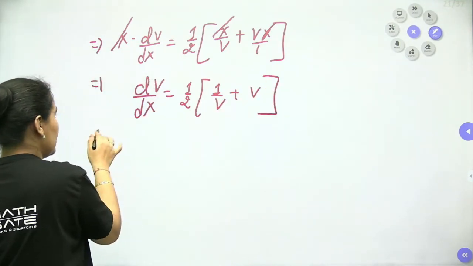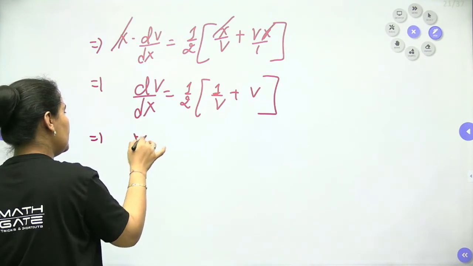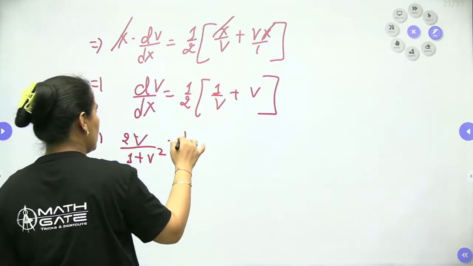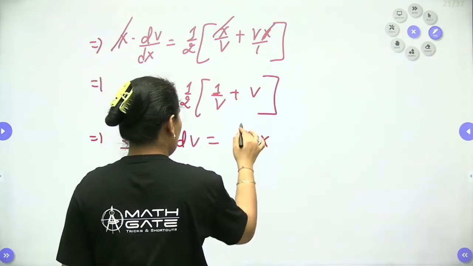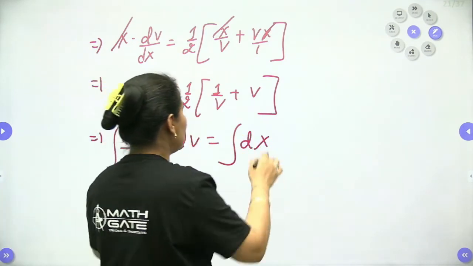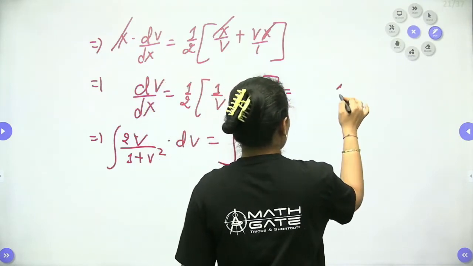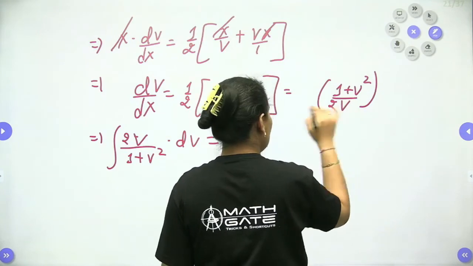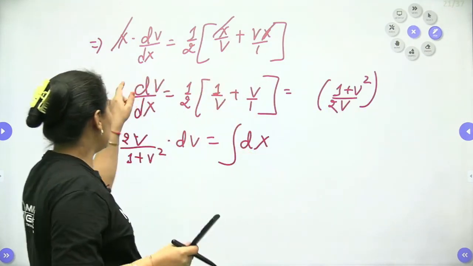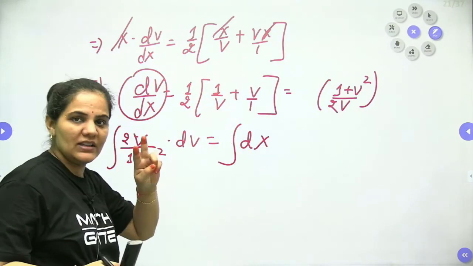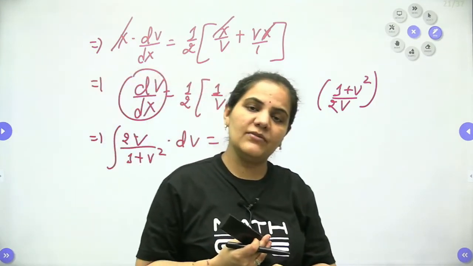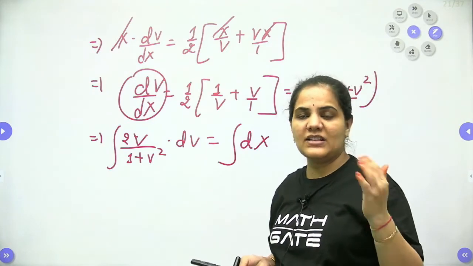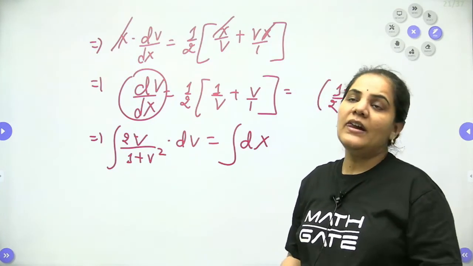So let's make it in a different form. It will be 2v by 1 plus v square into dv, and here we will have dx, right? What I did, I just took the LCM. So it will be 1 plus v square by v only, and outside we have already 2, so it will be 2v. So we can now see that here we are having only two variables in the given equation, v and x only. So let's separate the variables: v together and x together.